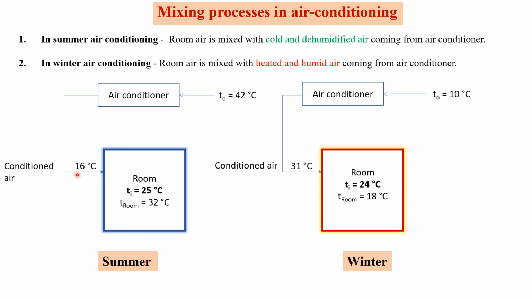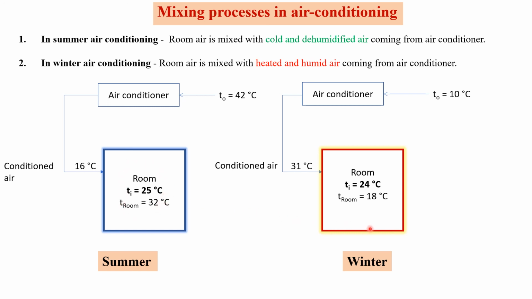So this conditioned air mixes with the air which is already present in the room at 25 degrees Celsius. So here we get a mixing of two air streams. One is the conditioned air being supplied from this air conditioner, and another is the return or recirculated air which is already present in that particular room.